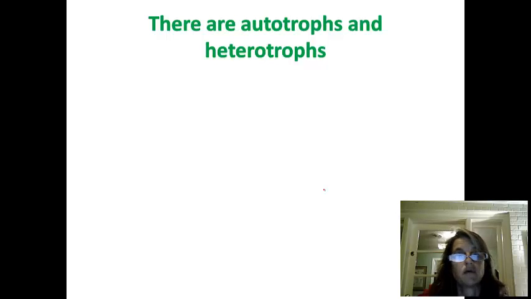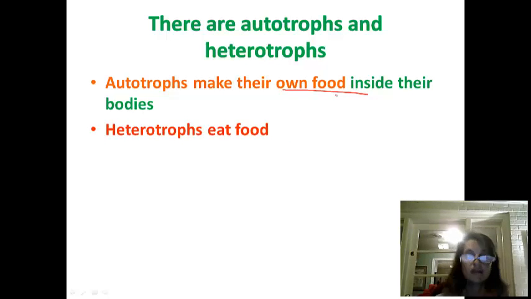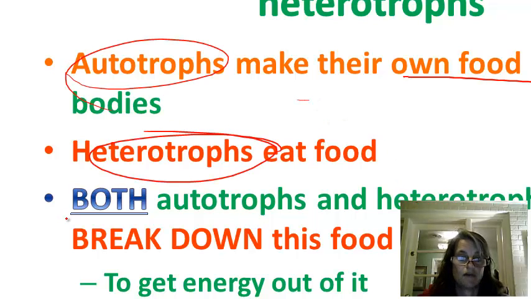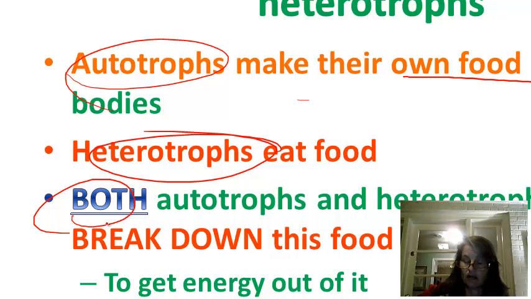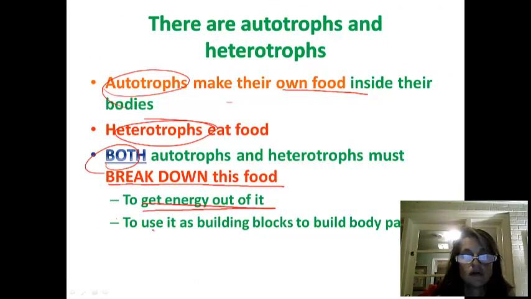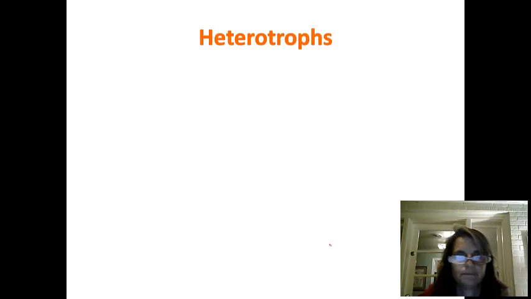So there are autotrophs and, of course, heterotrophs. Remember, autotrophs make their own food inside their own bodies, but heterotrophs have to eat that food from outside of their bodies. But regardless of how autotrophs or heterotrophs get their food, both of them, once they've gotten the food, whether they've made it themselves or whether they've eaten it from an outside source, must break down those food molecules to release energy out of them and to also use those building blocks of the food molecules, those atoms, those molecules of the food, to build their own body parts. Okay? So both plants and animals have to break down that food to release its energy so they can have energy to move and do stuff, but also to have the building blocks they need, the Legos, to build their own body parts. All right?